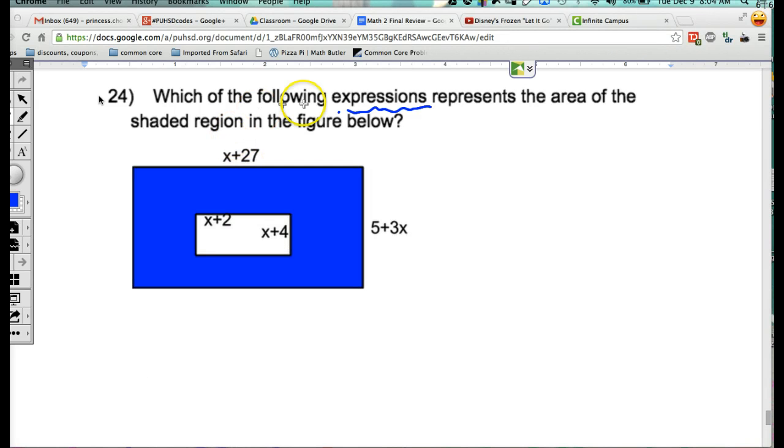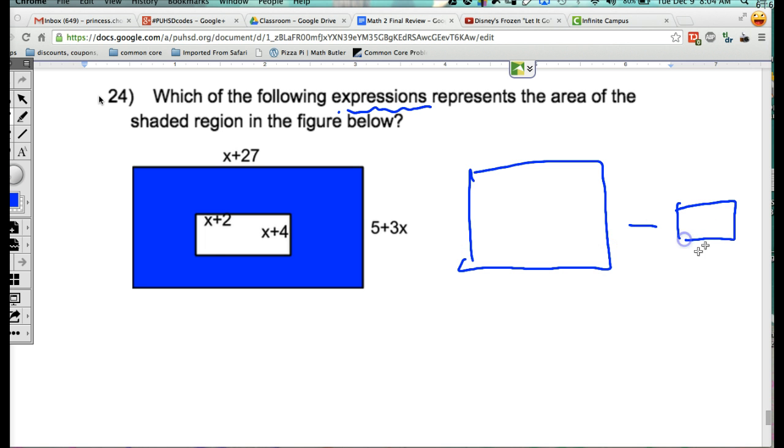So anyhow, which of the following expressions represents the area of the shaded region? You know what that means? That means they want the area only for the blue part, not the little hole inside the rectangle, right? So then what do you have to do? We have to find the area. And you know what we're going to do? We're going to first find the area of the big rectangle. And then what are we going to do? We're going to subtract the area of the small rectangle.